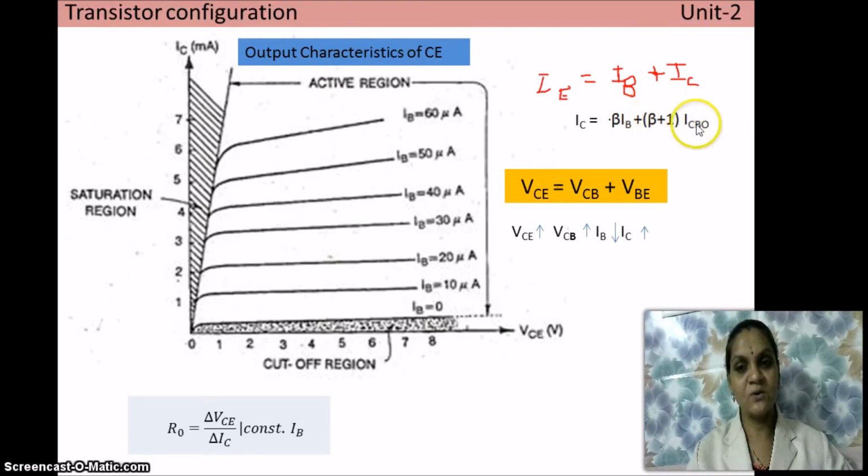So the 1 plus 1 into ICBO contribution alone will be there. This is nothing but the leakage current or reverse saturation current. That is the only current flowing through the transistor when IB equals 0. This leakage current is assumed to remain constant for whatever changes in VCE. It does not depend on any voltage; it depends only on the minority charge carriers. So it is assumed to remain constant.